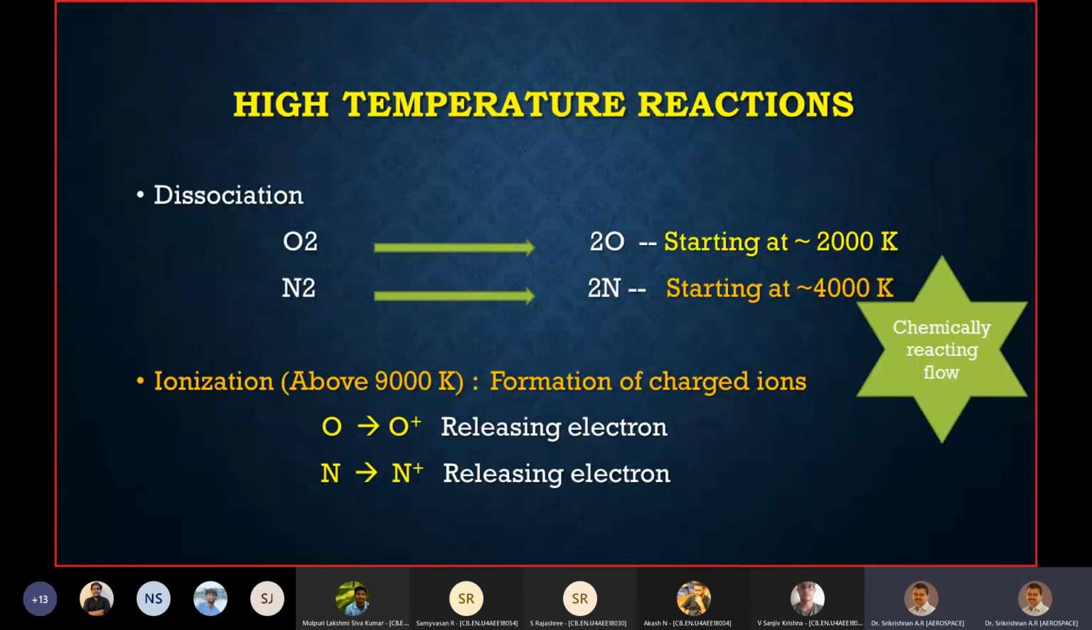I had just left out the details of this because I was exceeding the time. But just keep in mind that the dissociation of O2 is O2 breaking into 2O, the atomic oxygen, and N2 breaking into 2N, and it starts at 4000 Kelvin. And ionization is the formation of O2 to O plus, N2 to N plus. I mentioned them verbally, but it's shown in the picture also. So these are all chemically reacting flows, and that's the reason why in many hypersonic flow analyses you will see that chemical reactions have to be taken into account. Not so prominent in supersonic flows.